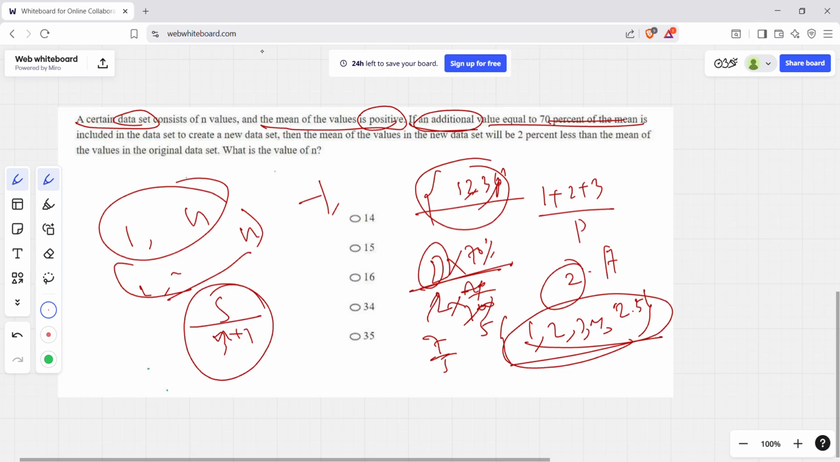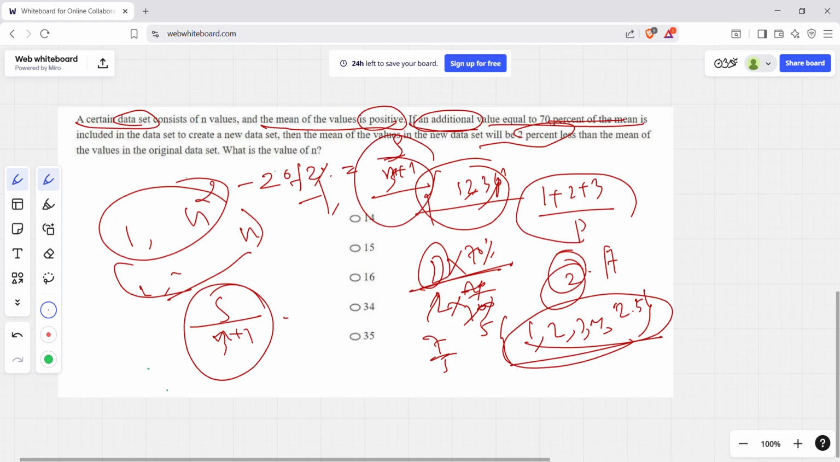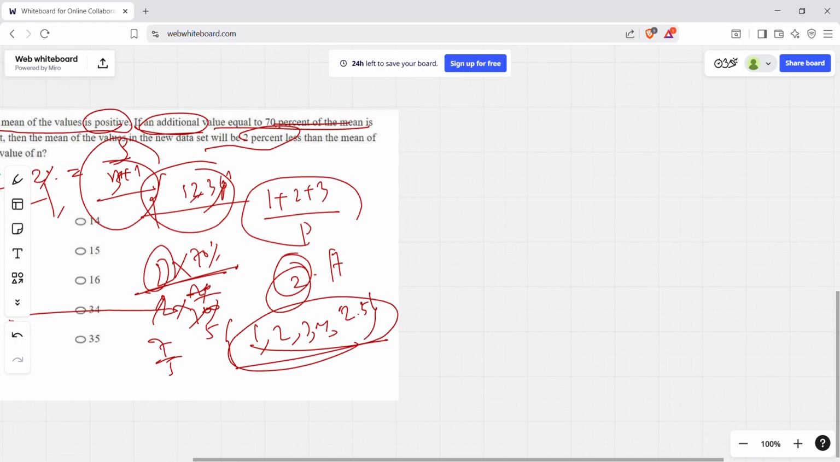So what it says is, after adding the new data, the mean will be 2% less than the original one. What is our original mean? That is 2. So 2 minus 2% equals the new mean, which will give you S divided by n plus 1, or 3 plus 1. So this is the equation we have to set up. Let's just assume everything, because we haven't been given anything to do that.